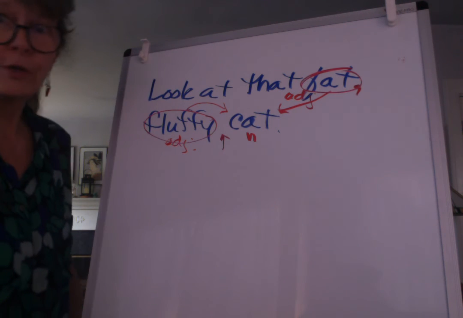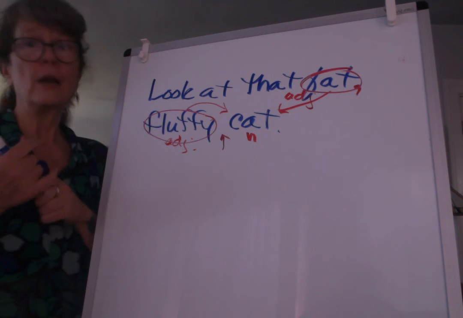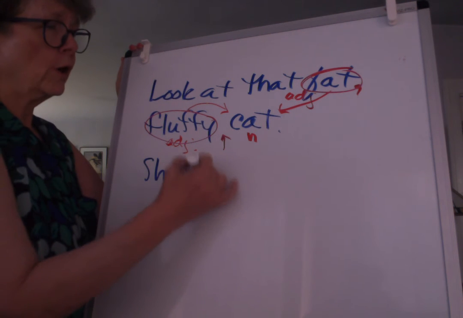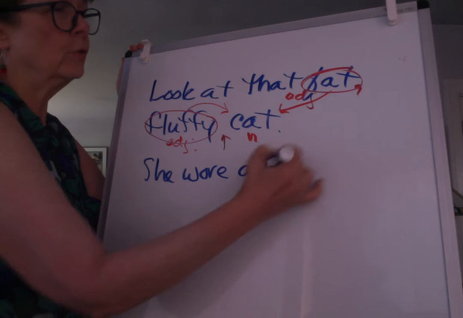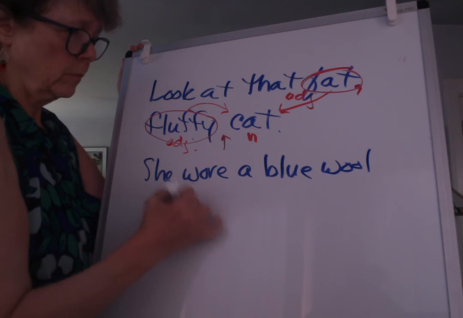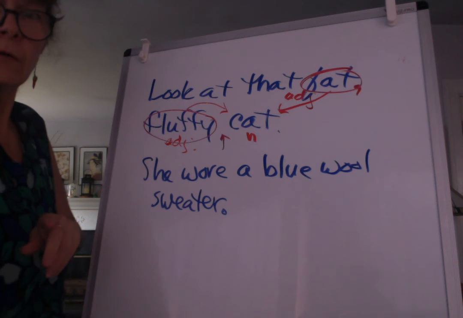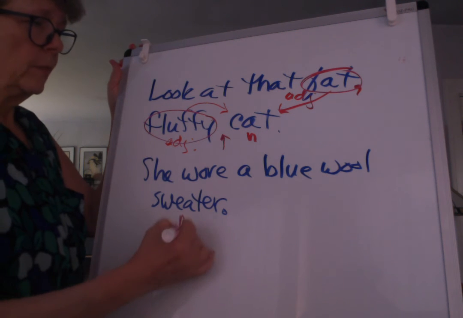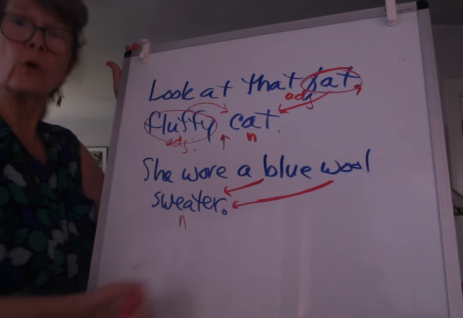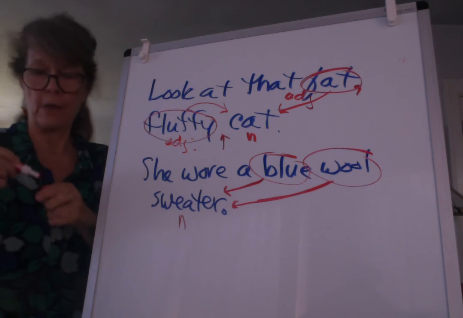Now, if I can't put those in any order, if I can't change the order, then I'm not going to put a comma. So if I say, "She wore a blue wool sweater." So sweater is a noun, right? And I have 2 words describing it. It's a blue sweater and it's a wool sweater. So I have 2 adjectives here, both describing the same noun.